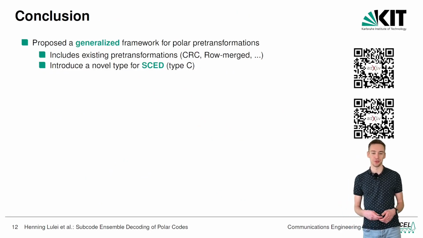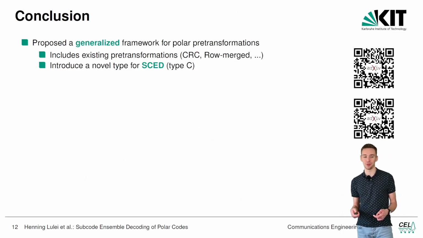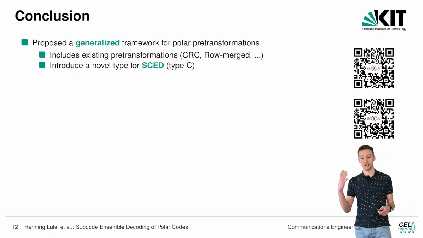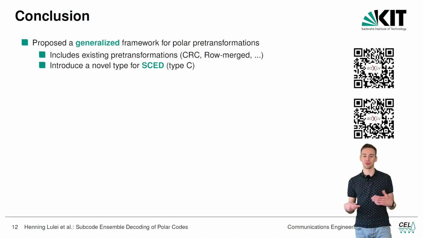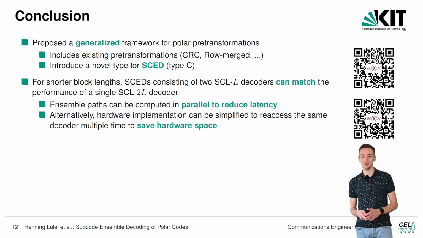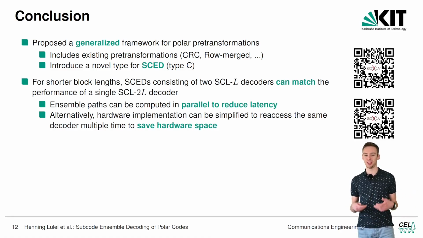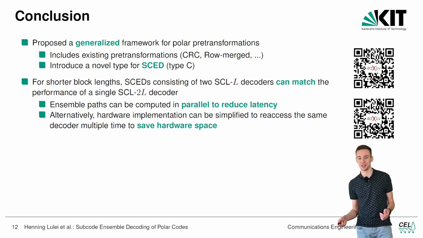Let's recap what we learned today. We proposed our generalized framework for pre-transformations, where we include the existing ones like CRC and row-merged polar codes. But most importantly, we were able to introduce a third type, which is type C, or the subcode type, which allowed us to implement SCED for polar codes. Using SCED for polar codes, we saw that we can match the performance of higher list size SCL decoders with the lower list size ones.